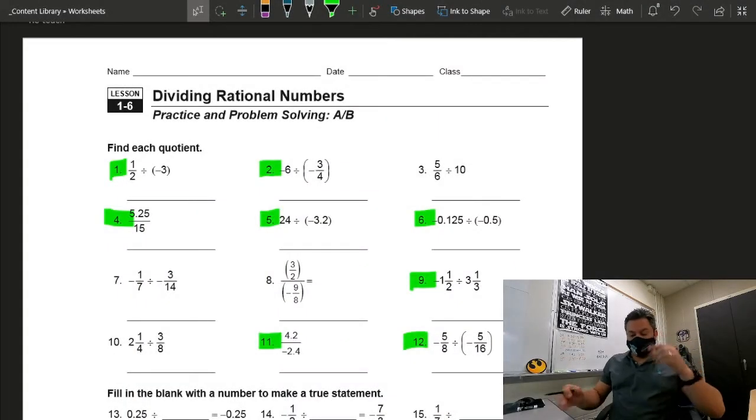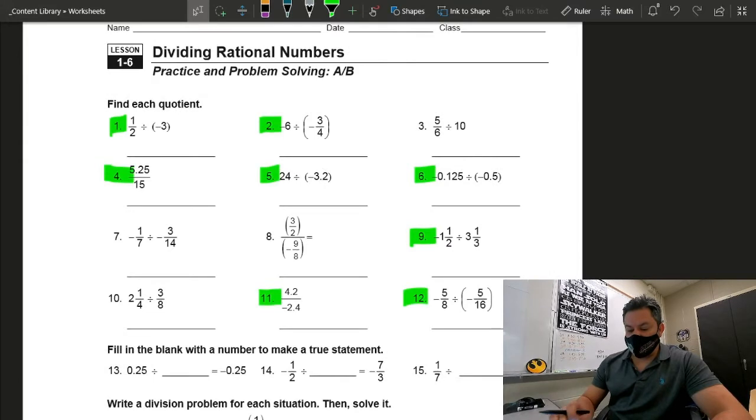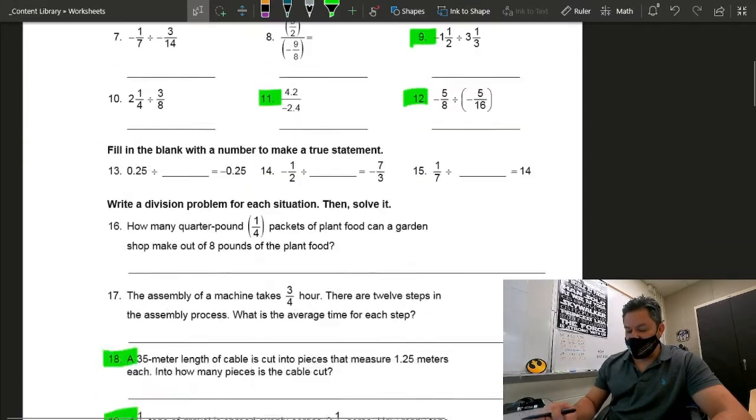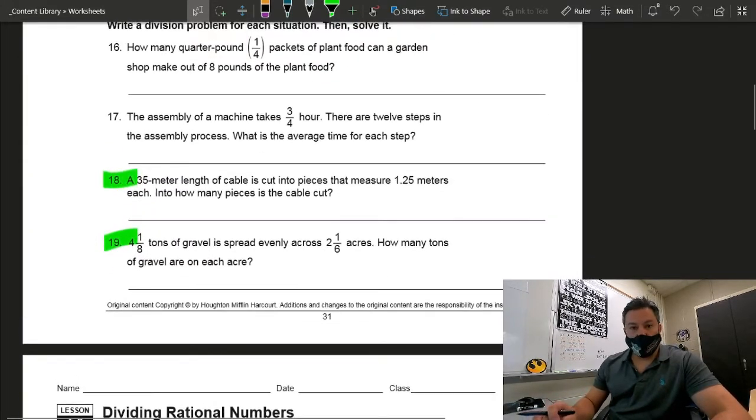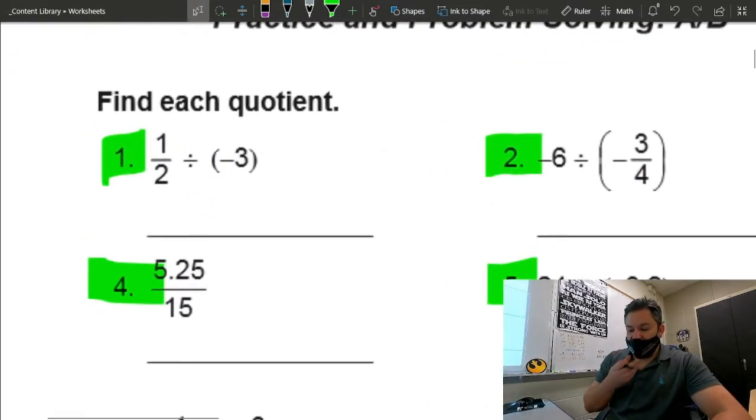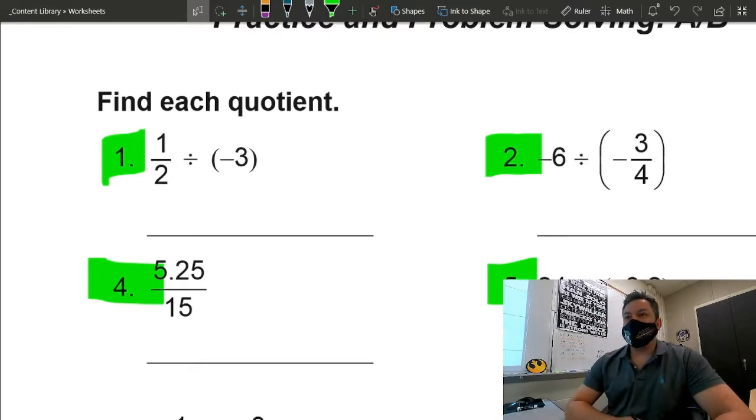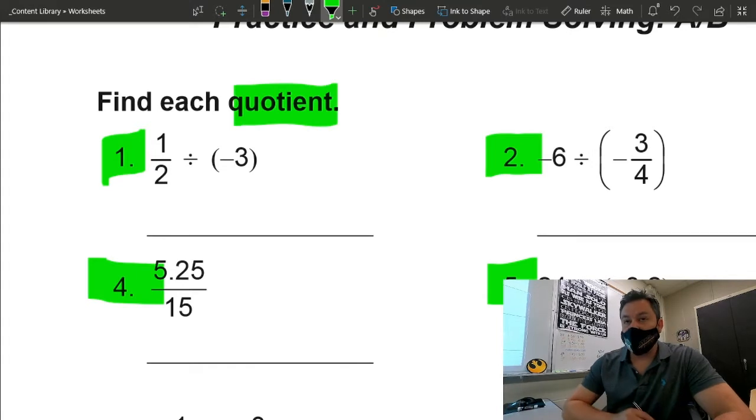So, dividing rational numbers, I'm going to do numbers 1, 2, 4, 5, 6, 9, 11, 12, and then the two word problems at the bottom. So number 1 says find each quotient. The quotient is the answer for the division.